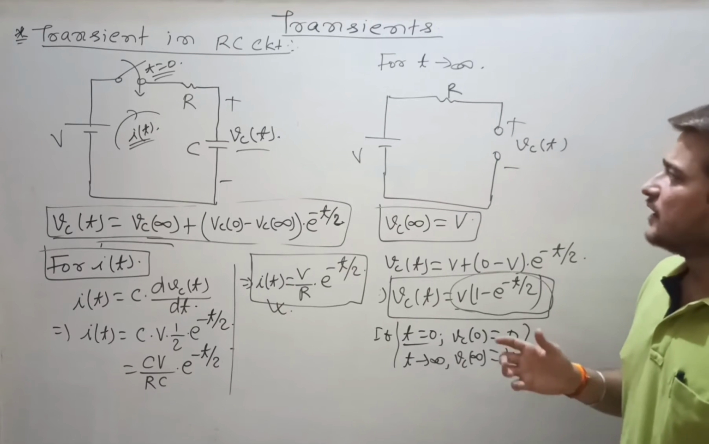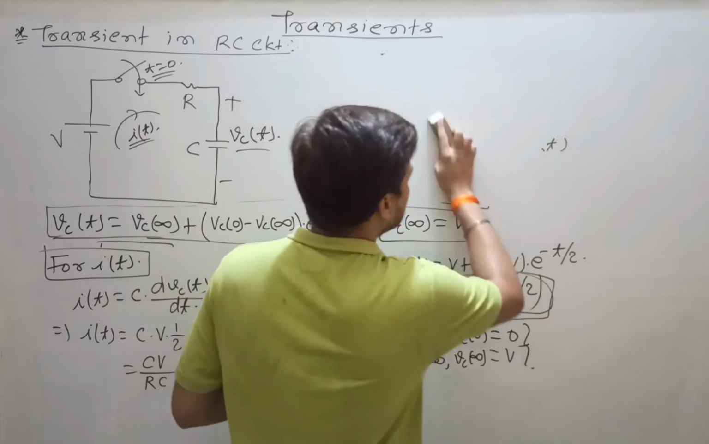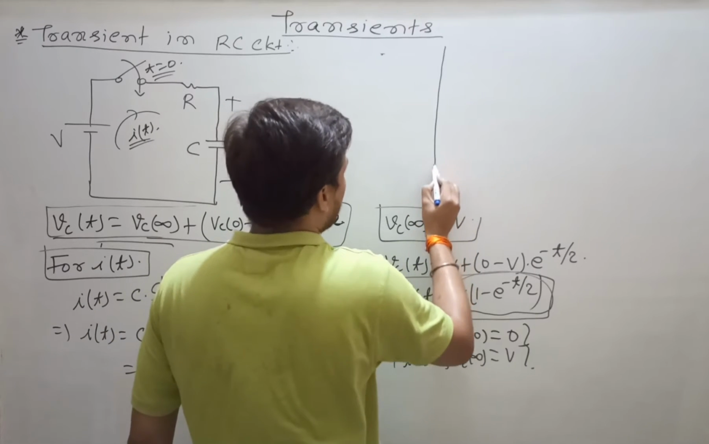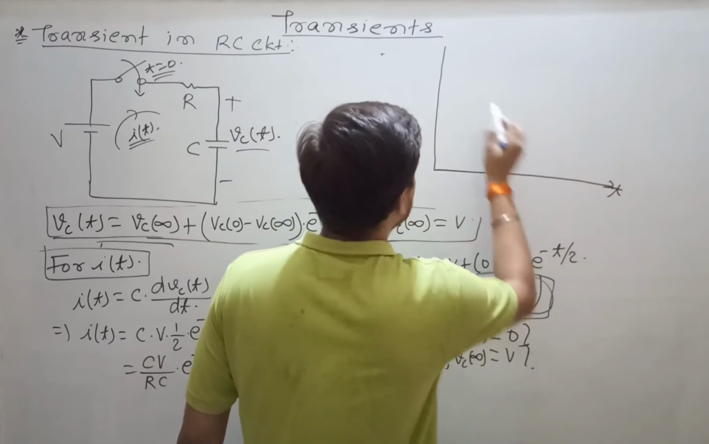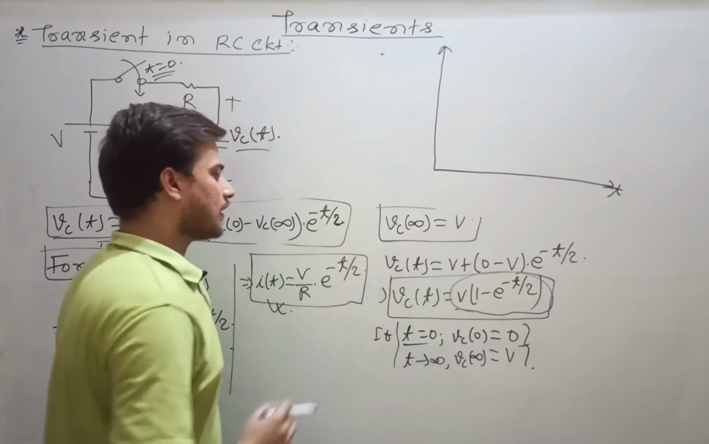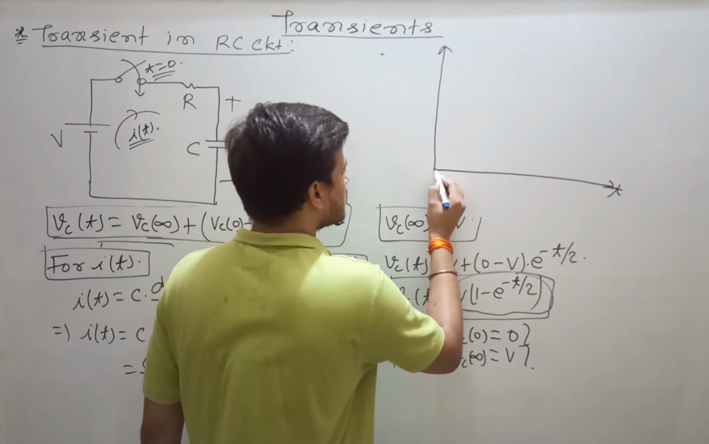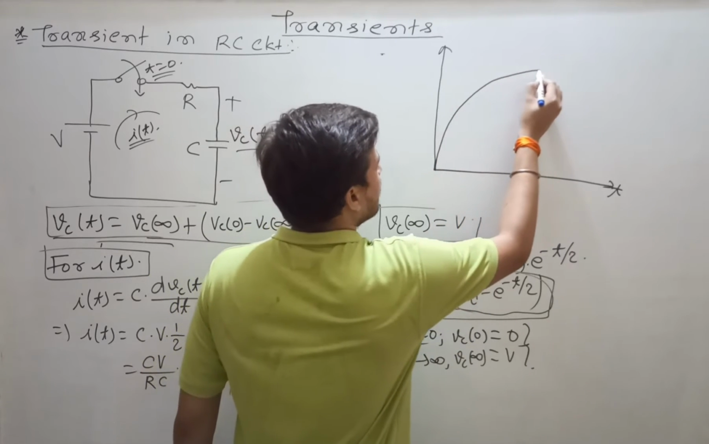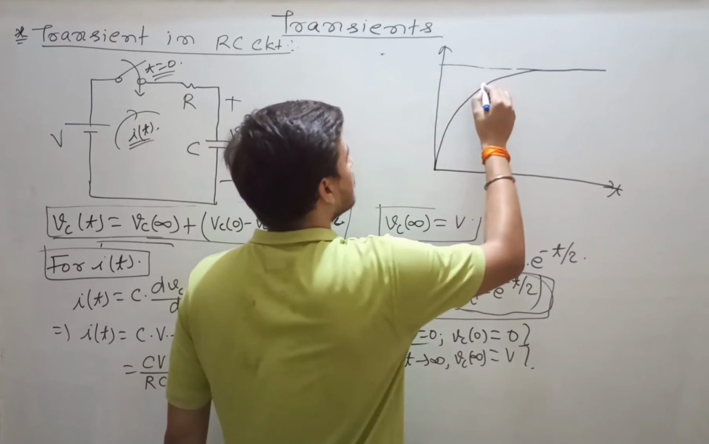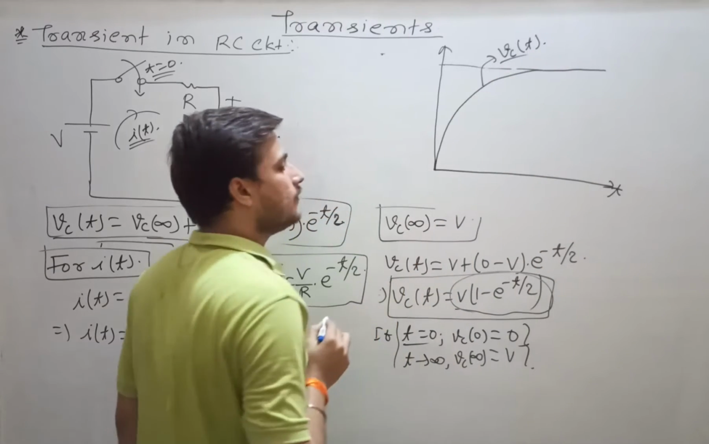Clear? So next, let us draw the graph for current and voltage. The y-axis will be the axis of voltage and current. The x-axis is representing time. So first let us draw the graph of voltage. At t equal to 0, voltage is 0. Now the voltage is increasing like this one. This is the graph for VC(t).